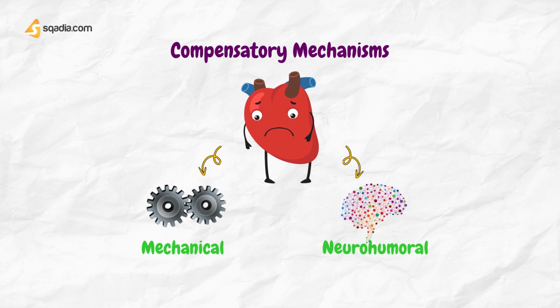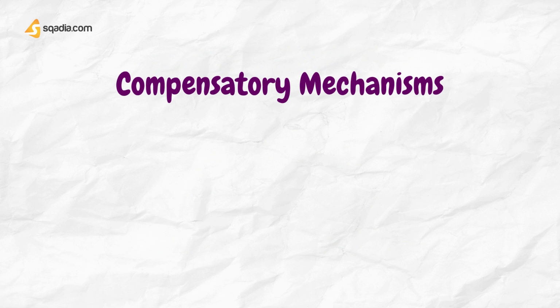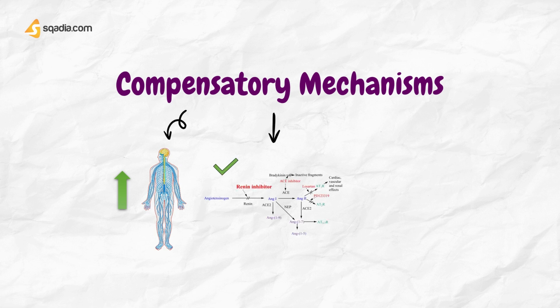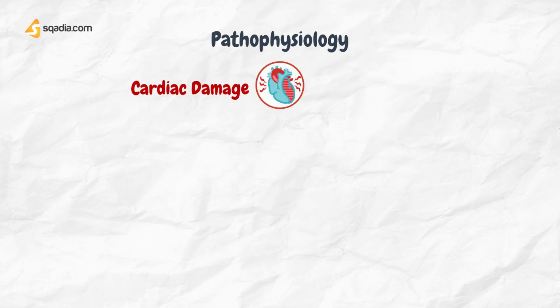The three most common compensations are: increased sympathetic activity, activation of the renin-angiotensin-aldosterone system, and myocardial hypertrophy. Firstly, any type of cardiac damage will occur.